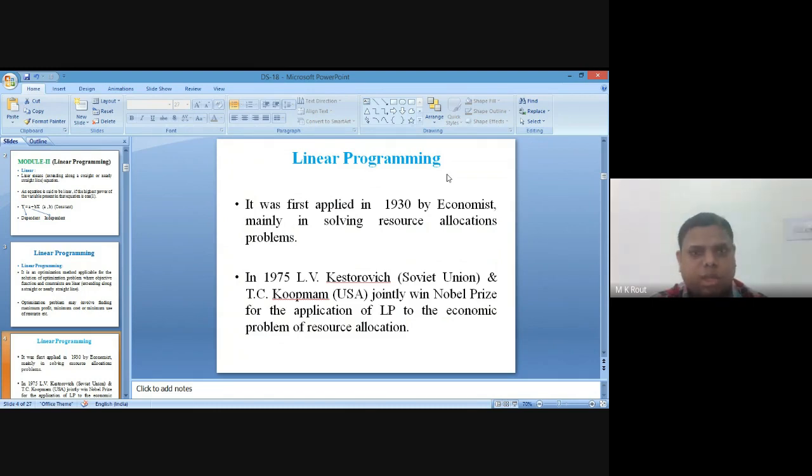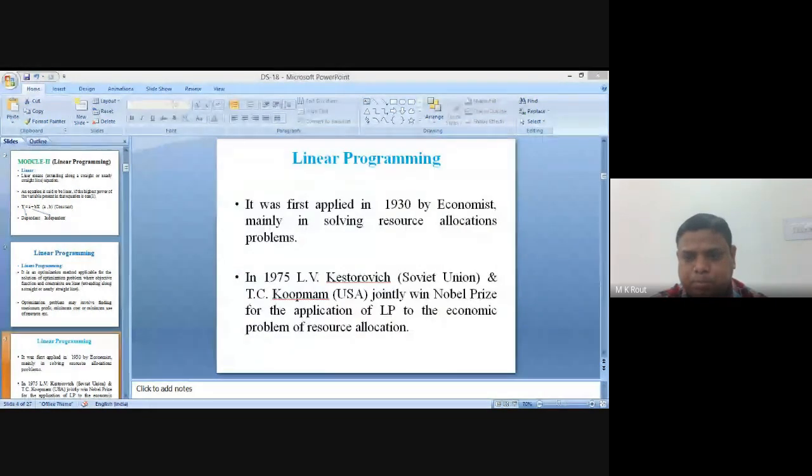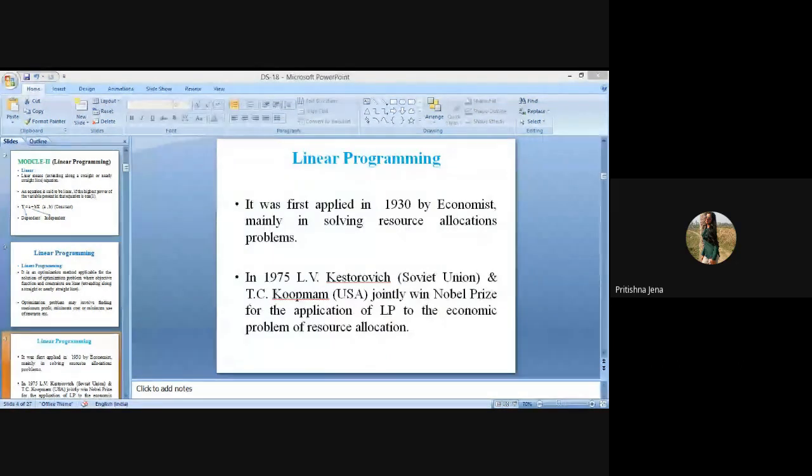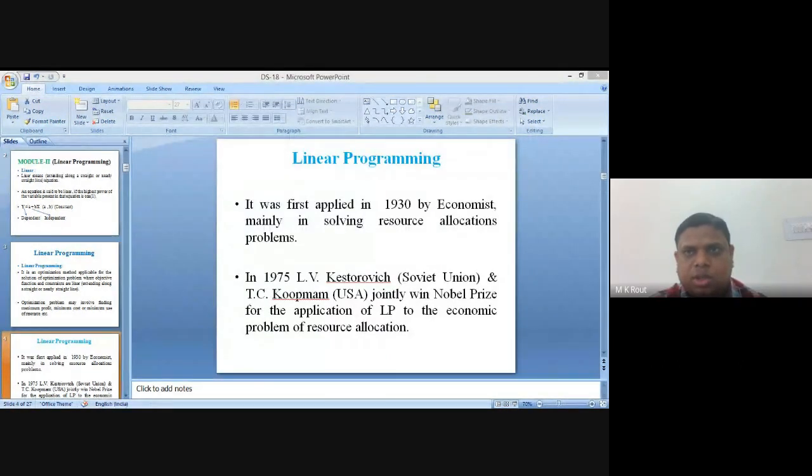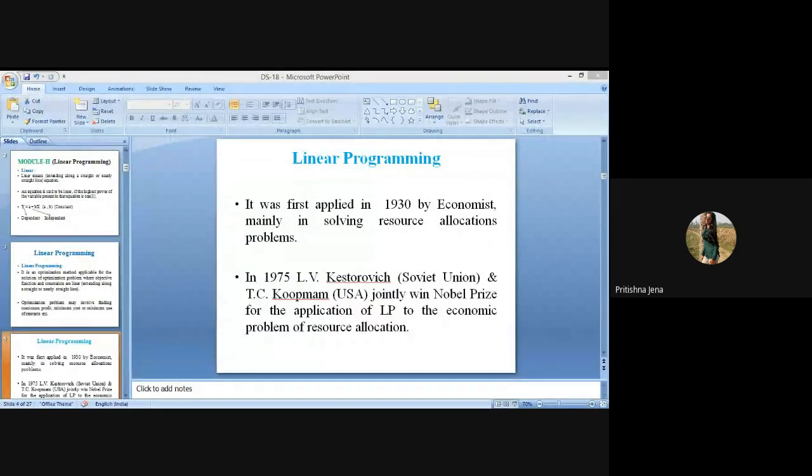So what do you mean by resources? Anyone? What do you mean by resources? Pritisna Jana, what do you mean by resources? Yes, sir. What do you mean by resources? Sir, the main products that are used for making the goods and services.